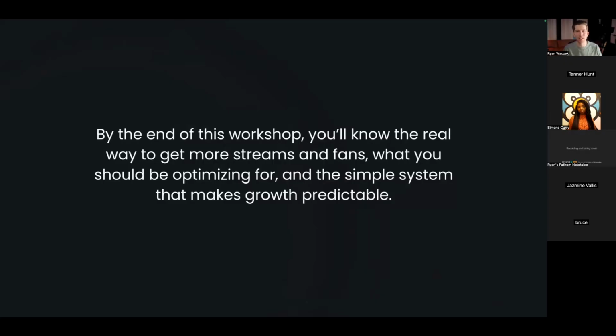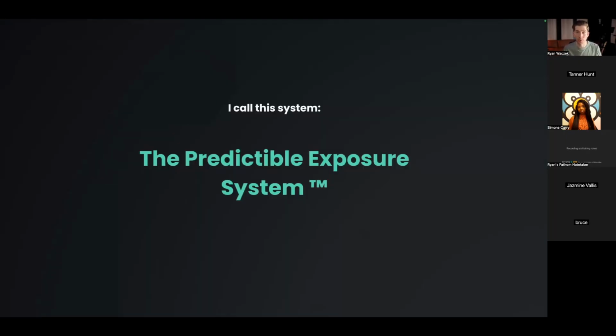So, by the end of this workshop, my hope is that you'll know the real way to get more streams and fans. You'll know what you should be optimizing for, and you'll have a simple system that makes growth predictable. All right. What you're about to discover is the exact system that allows us to grow our client streams and fans by thousands every month consistently over the years, year after year. And I call this system the predictable exposure system.